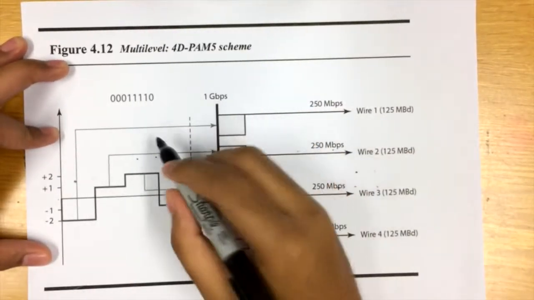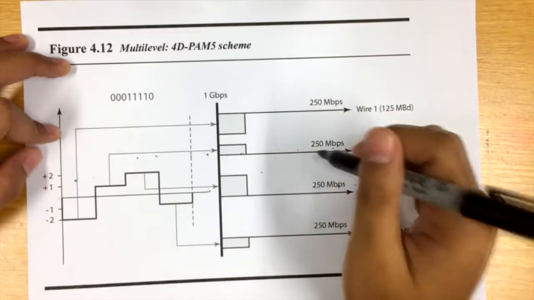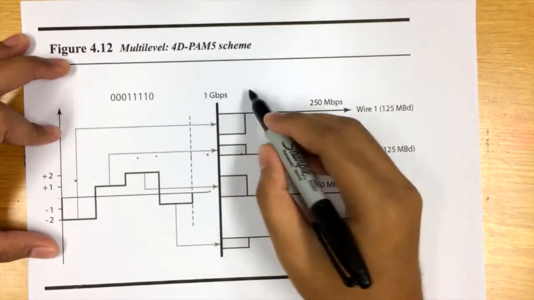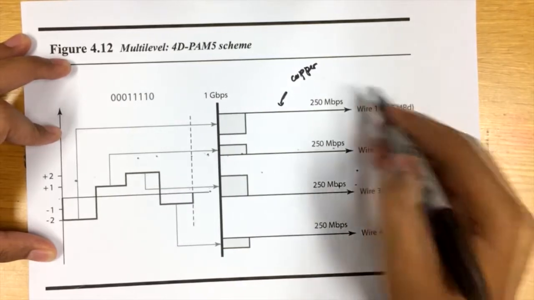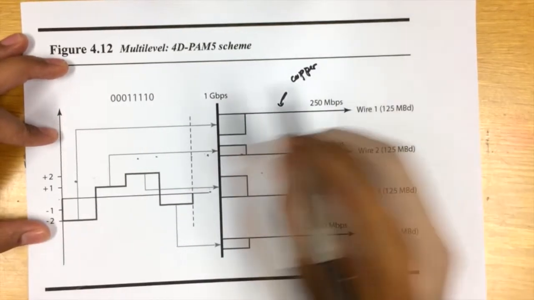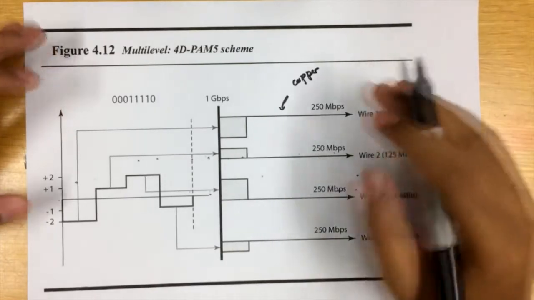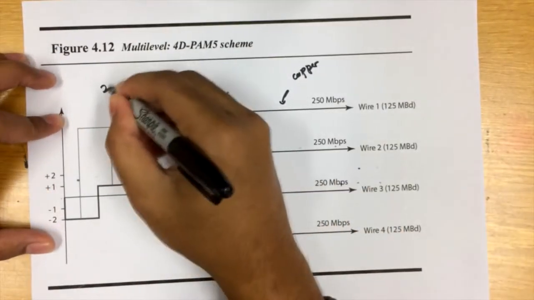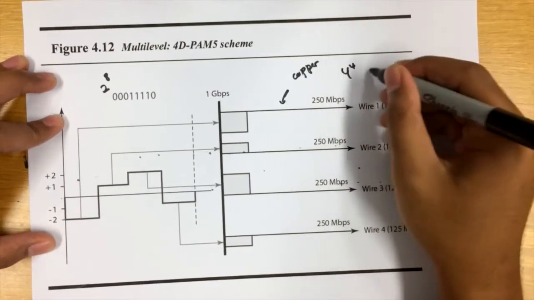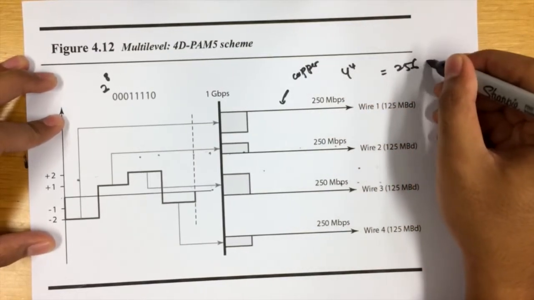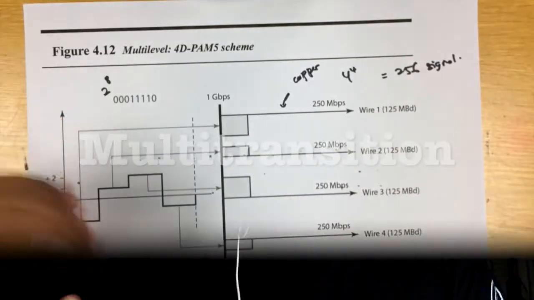Okay, so gigabit lines use this technique to send 1 gigabit per second of data over 4 copper wires, and that can handle 125 megabaud. This scheme has a lot of redundancy in the signal pattern because 2 to the power of 8 is the same as 4 to the power of 4, which means 256 signal patterns. Okay, that's about all.